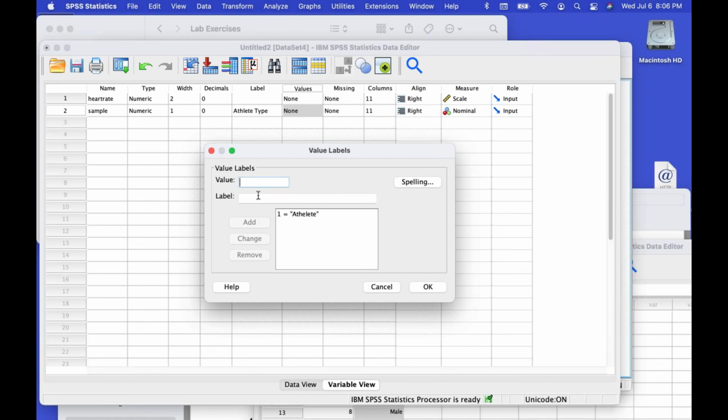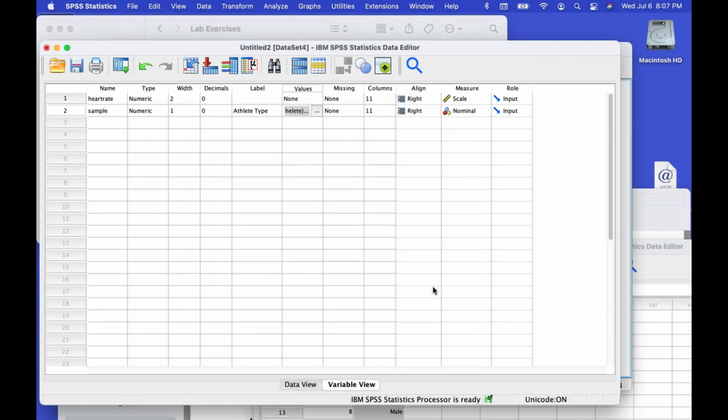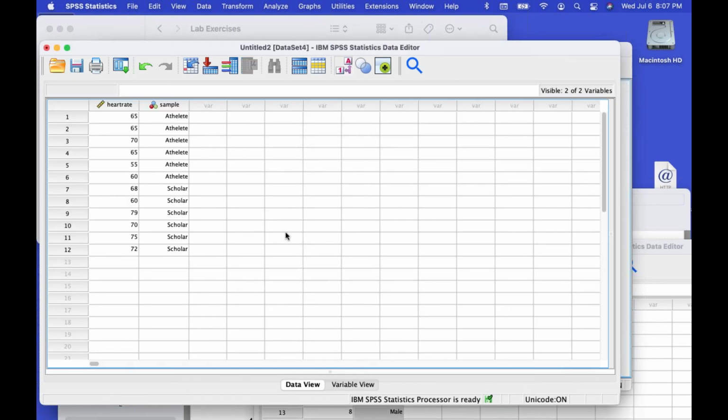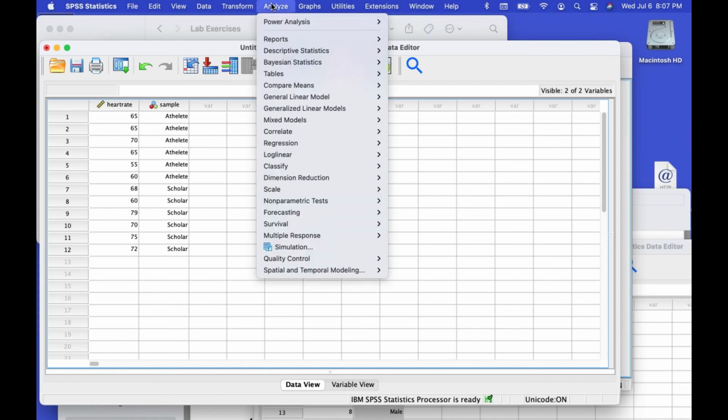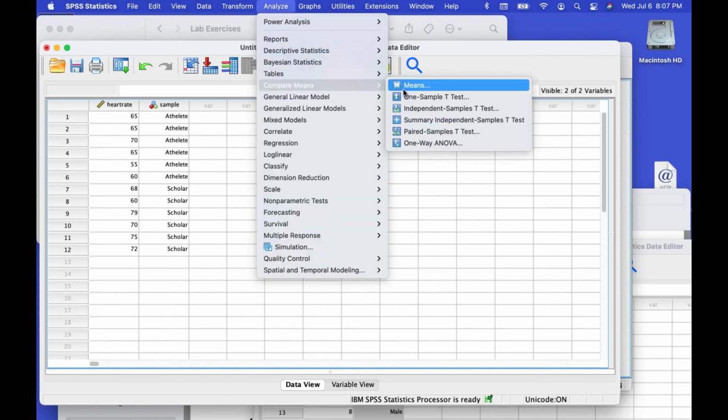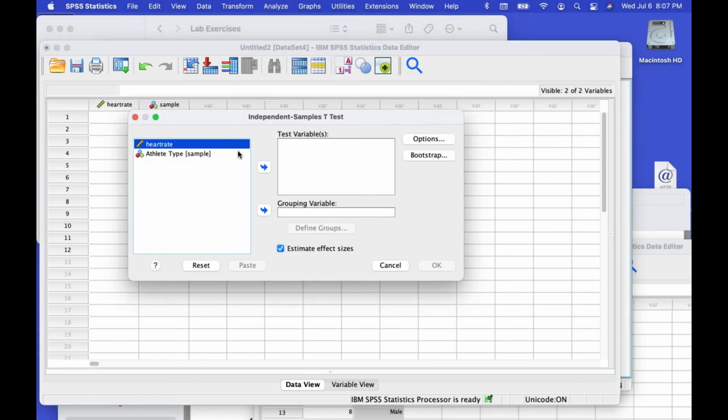independent samples t-test. I'm going to go into compare means, independent samples t-test, and I'm going to move heart rate into test variable because that's what it's going to calculate our means for. And I'm going to tell it to divide them up according to whether they are an athlete or a scholar. And again, I have to define the groups. So I think it was 1 and 2 that they defined, not 0 and 1, I hope. Okay, click OK, and it runs the t-test for me.